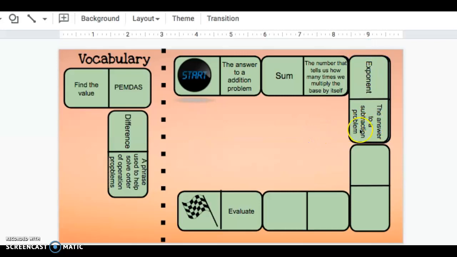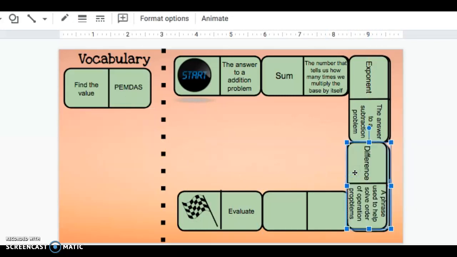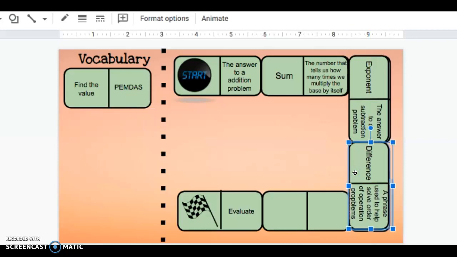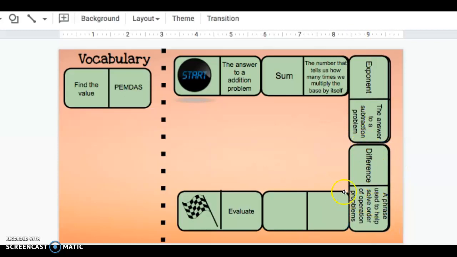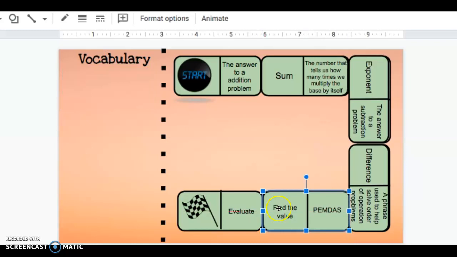And now I have a new definition, the answer to a subtraction problem. I know that means difference. I'm going to drag my word difference. And now they touch. And now I have a new word, a phrase used to solve order of operations. And I know that is PEMDAS. So then I'm going to drag my last domino to touch that definition with the word.